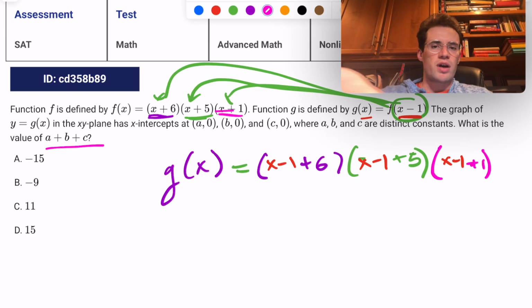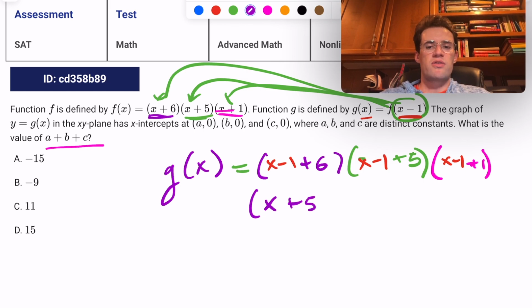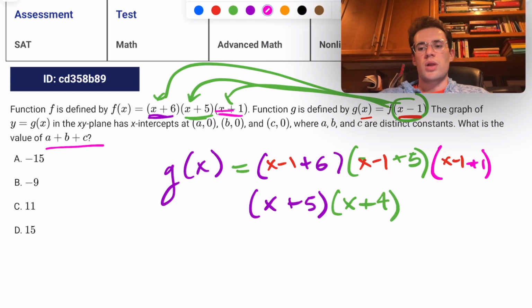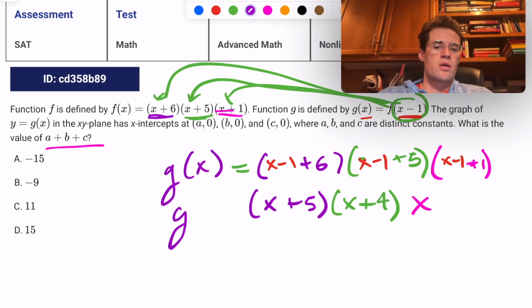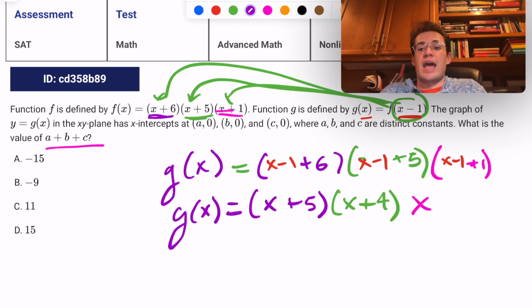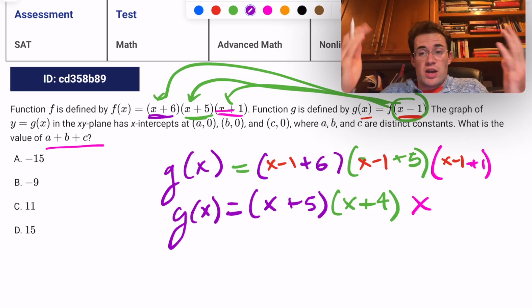So now I just simplify these, right? Negative 1 plus 6 would give you x plus 5. Negative 1 plus 5 would give you x plus 4. And then negative 1 plus 1 would be 0, so it's just going to be x plus 0, just x. Okay, so this is g of x. All you had to do was plug in x minus 1 for x in the f of x function. So the graph of y equals g of x in the xy plane has x-intercepts. So x-intercepts are your zeros. Where does it cross? Where's the g of x value, the output, equal to 0?